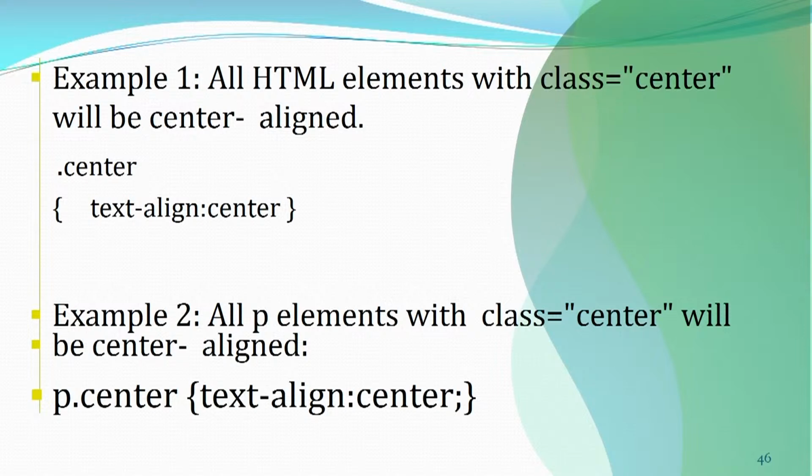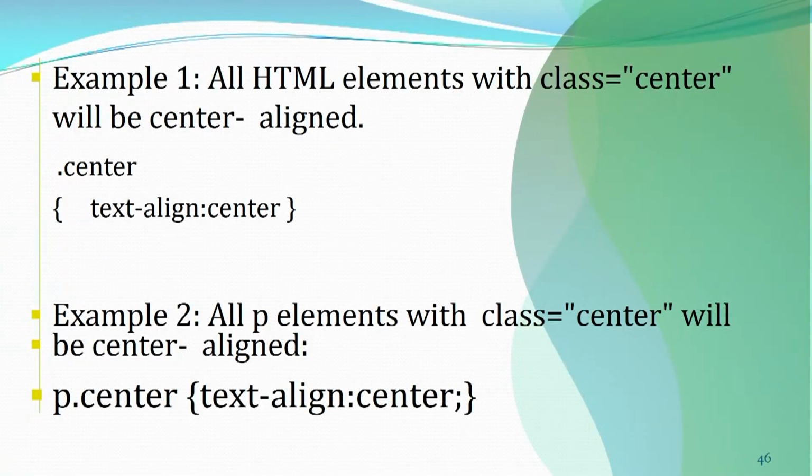In this example, all HTML elements with the class center will be center aligned. So if in the document, in any tag, we refer class equals to center, it will go to CSS to find what the class center defines. It will go to the dot which defines the class. It will check what is the formatting for the center class, and apply that formatting to HTML elements. Then in the next example, all p elements with class equals to center will be center aligned.